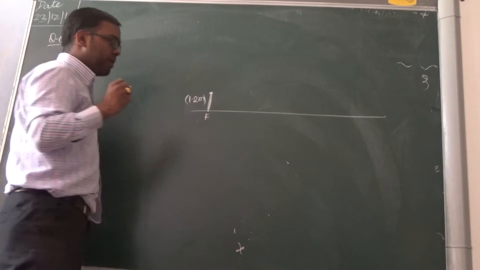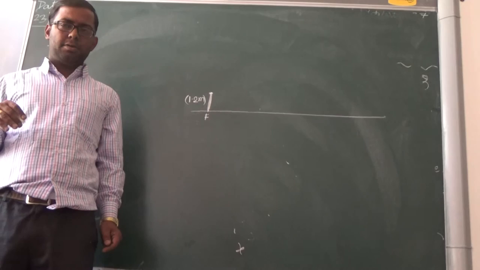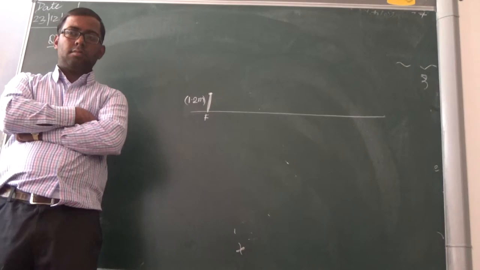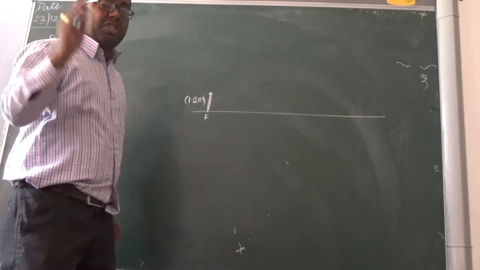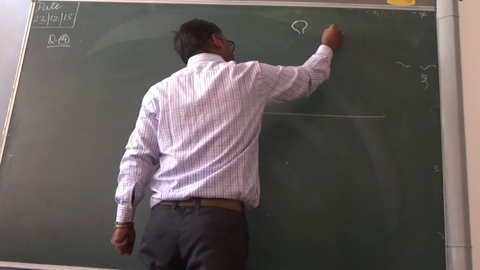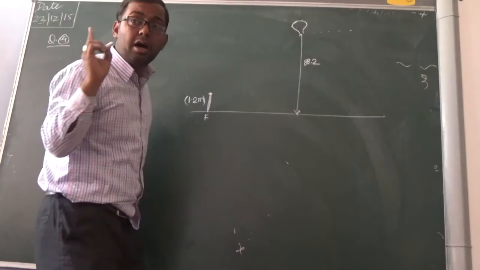Read it once again. A 1.2 meter tall girl spots a balloon moving with the wind in a horizontal line at a height of 88.2 meters from the ground. Here is the balloon, moving rightward. What is the height of the balloon? 88.2 meters from the ground.